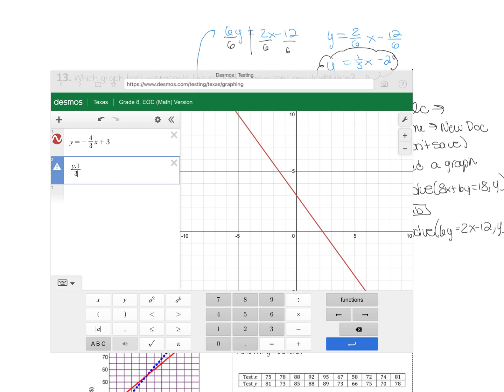Oops, none of that got typed right. Let me try again. Y equals 1 divided by 3 x minus 2. And if you look, this intersection is in the fourth quadrant, underneath the x-axis.